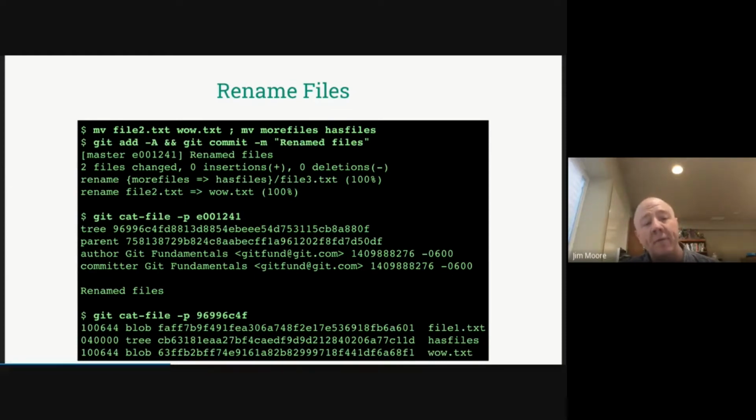But if you've worked with like Subversion or Perforce or any of the rest, you would have to say like svn mv, move this file to this file in order to alert it, hey, I'm renaming this file. You don't have to do that with Git. And we'll talk about why. Hopefully by now you've figured it out, but we'll talk about why.